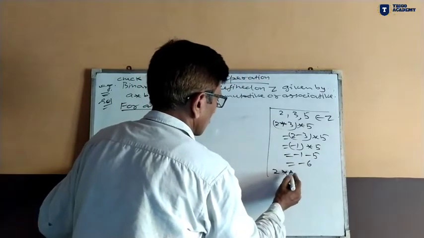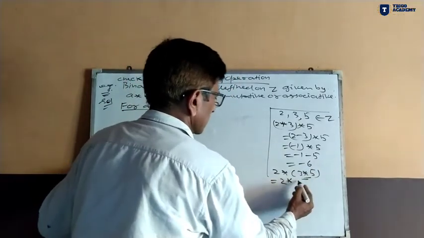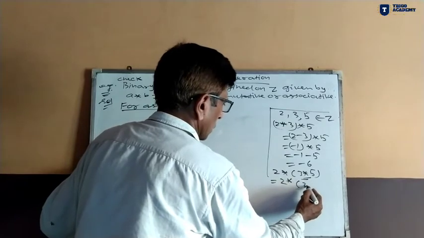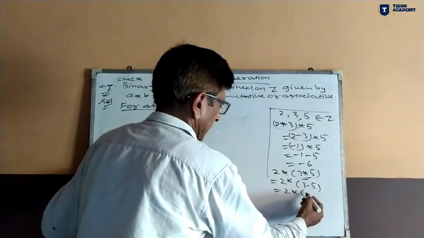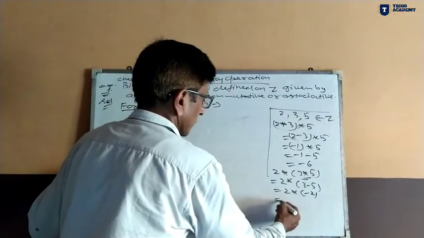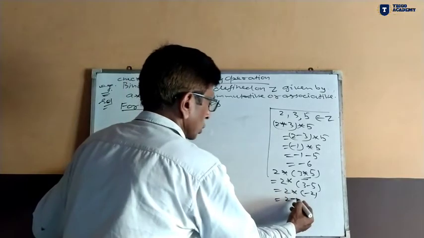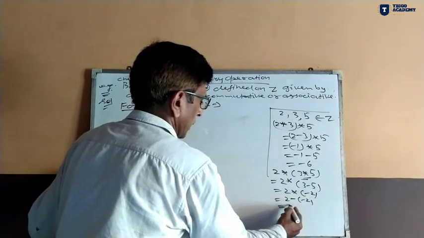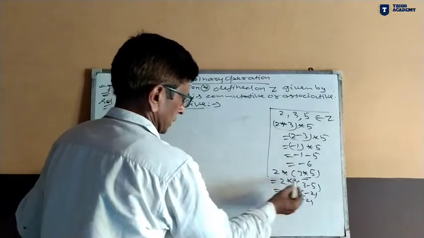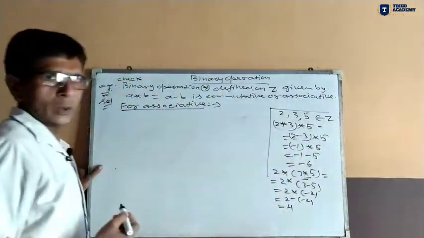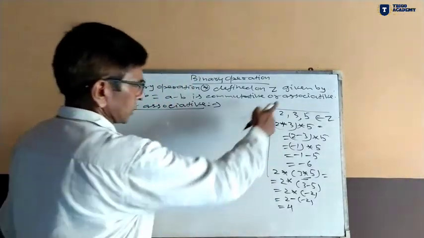And for 2 star (3 star 5), first we simplify this: 3 star 5 equals 3 minus 5, and 3 minus 5 becomes minus 2. Now again we apply the definition of star, so 2 minus minus 2 becomes 4. In this way this value is not equal to that value. So it is clear that the binary operation is not associative.